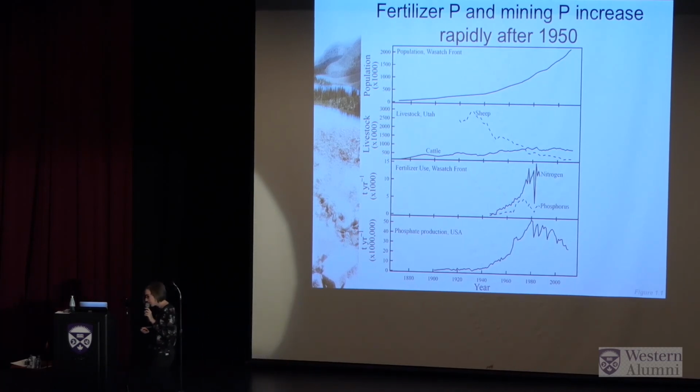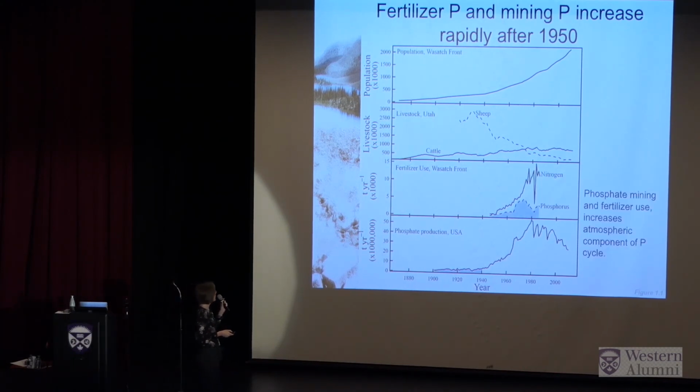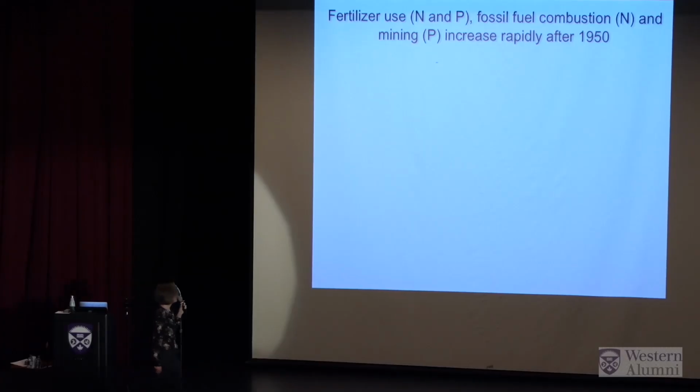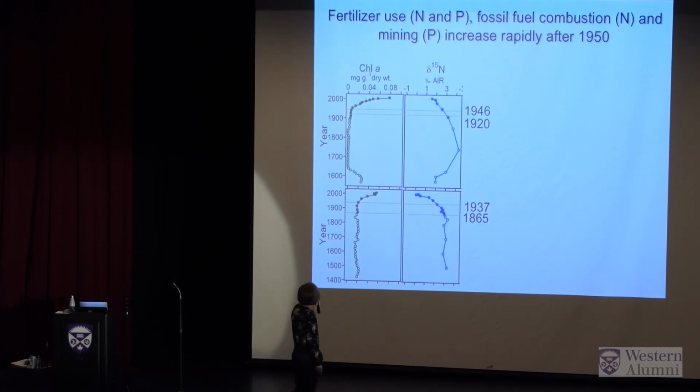Similar story with phosphorus. So fertilizer phosphorus and mining phosphorus increased rapidly after 1950. So this is fertilizer use in the Wasatch Front increasing after 1950, and the production of phosphate in the US showing to increase after 1950 as well. So fertilizer use, fossil fuel combustion, and mining all increased rapidly after 1950. This matches well with our chlorophyll A, our algae record.